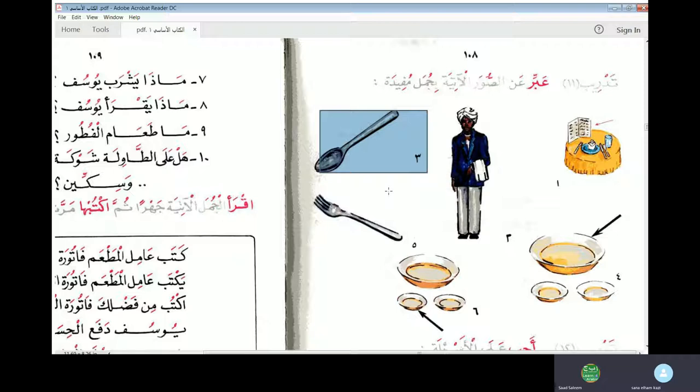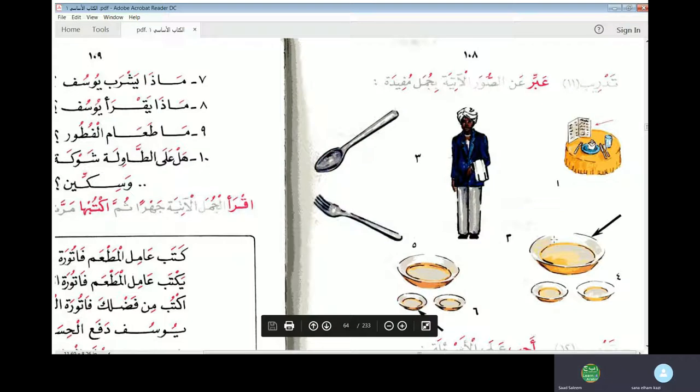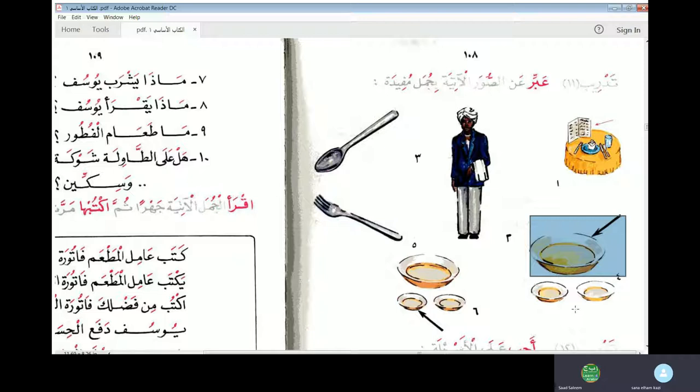Next. Spoon. The spoon is on the table. Next is a big dish and small dish. Big dish and small dish are on the table.